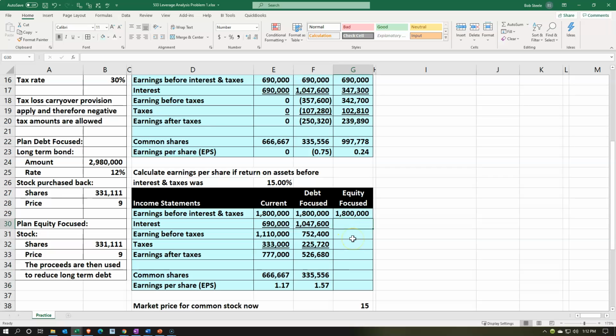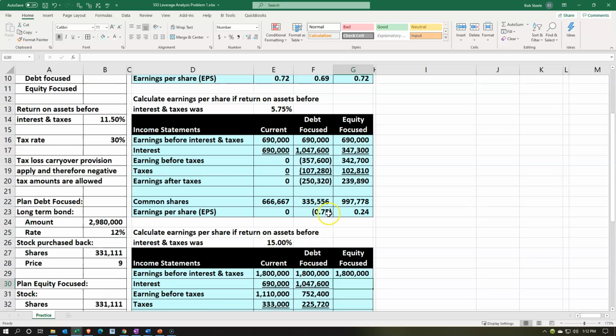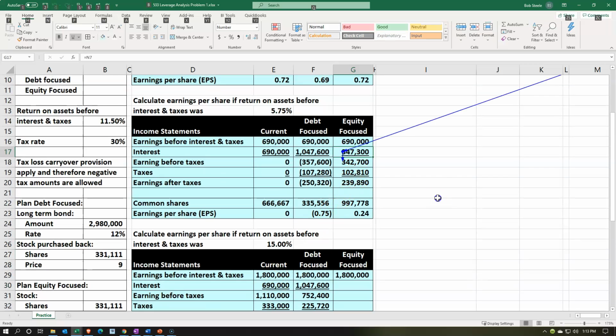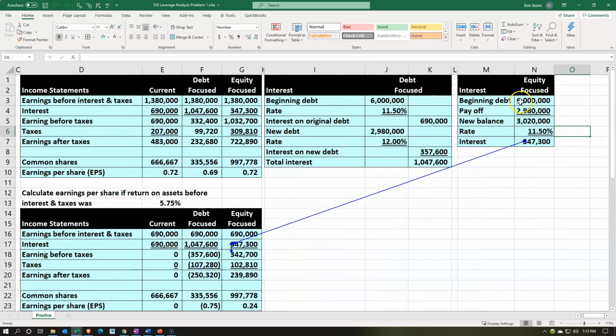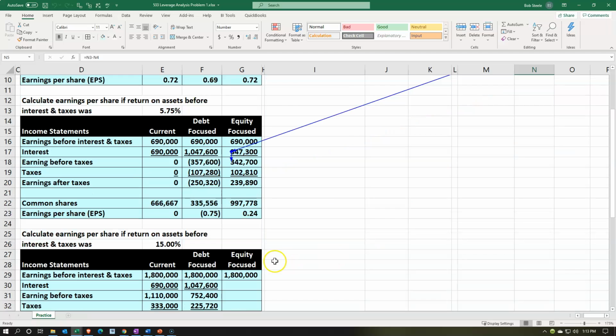Let's do the equity scenario. That's going to be the one where we issue more stock and then pay off the debt with the funds we get from the issuance of the stock. So we're going to say, all right, well, that's going to be the same thing we did up top. And we have our worksheet on the right-hand side once again. So we had the beginning debt, then we issued stock, got money, paid off some of the debt, bringing the debt down, and then we have our interest rate at the 11.5.